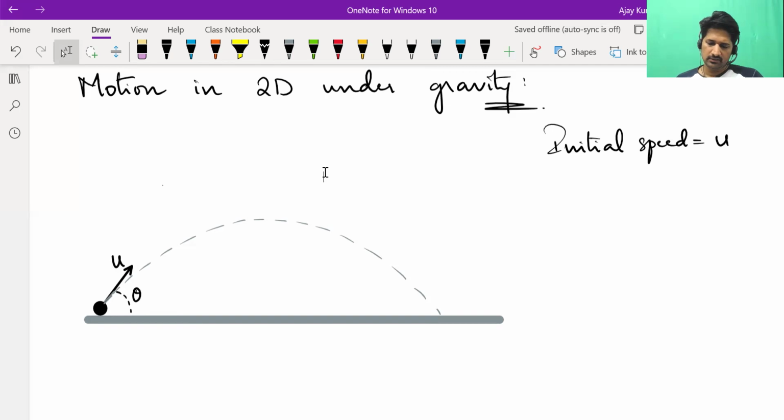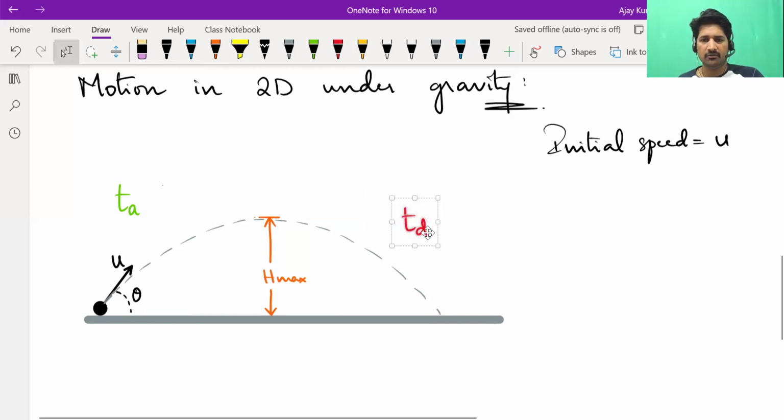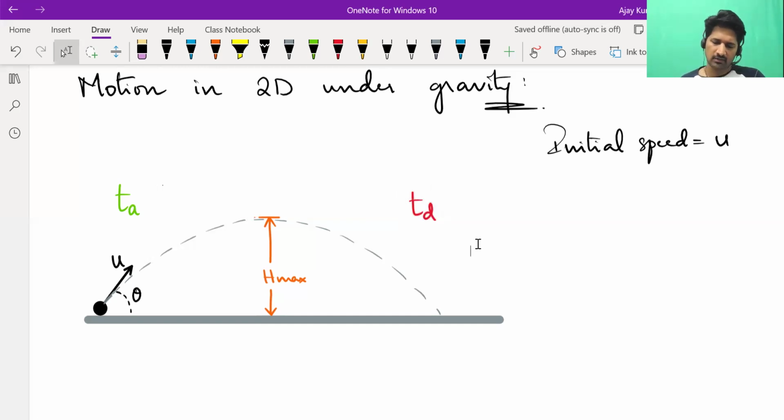So what we should be able to calculate now, the first thing is this maximum height that it reaches, that is how high does it rise above the point of projection, that you should be able to tell. And we know the first half of the journey is called ascent. You should be able to find out time of ascent. The other half of the journey is called descent. You should be able to find out time of descent. Combine time of ascent and time of descent, it becomes time of flight. Ascent, descent together becomes flight. So we should be able to calculate all these things.